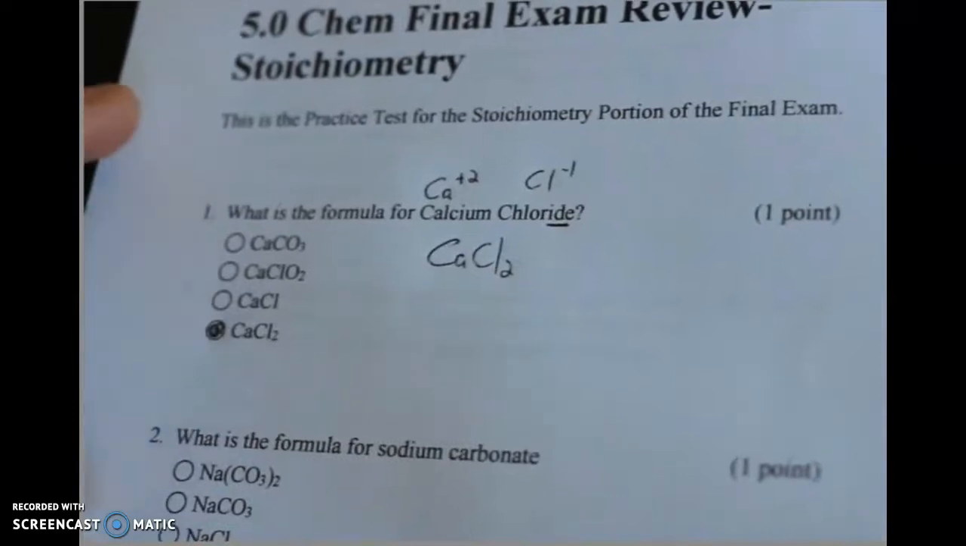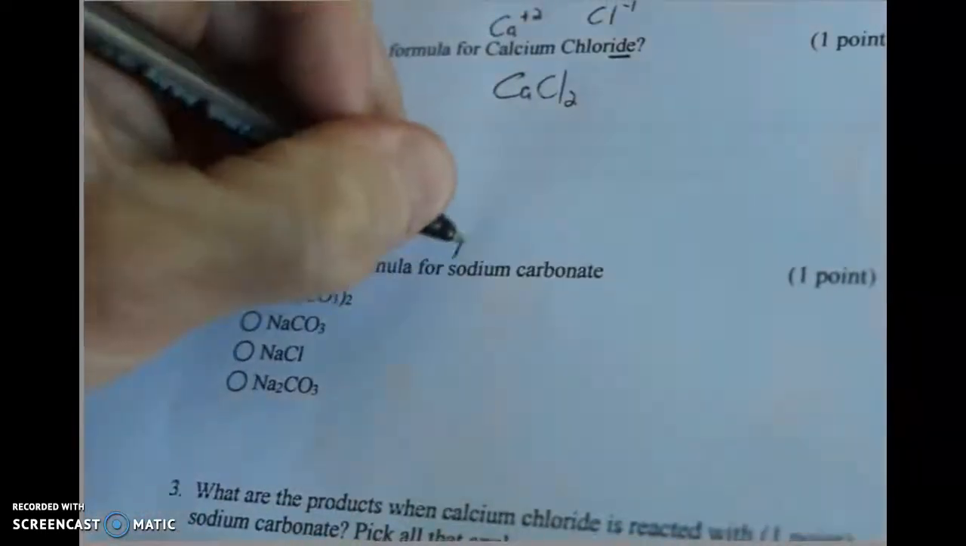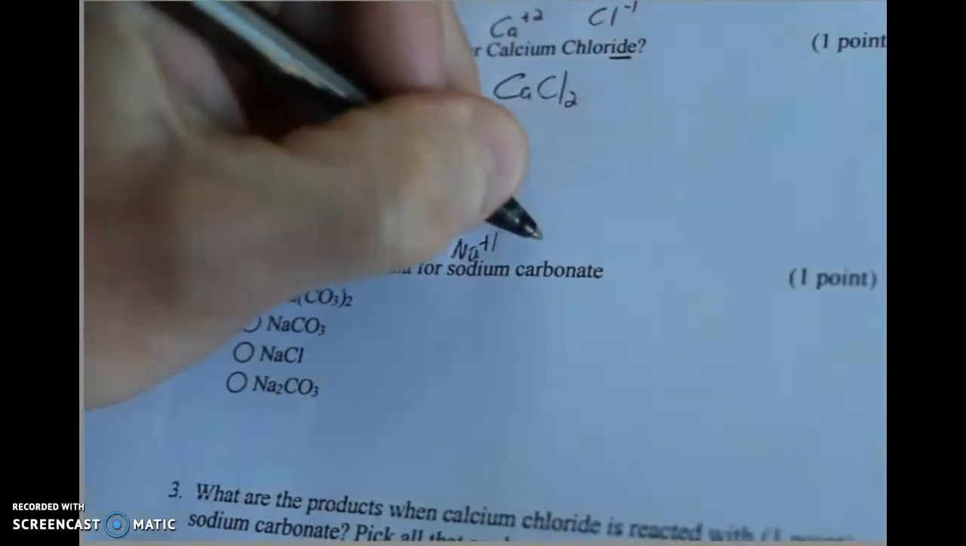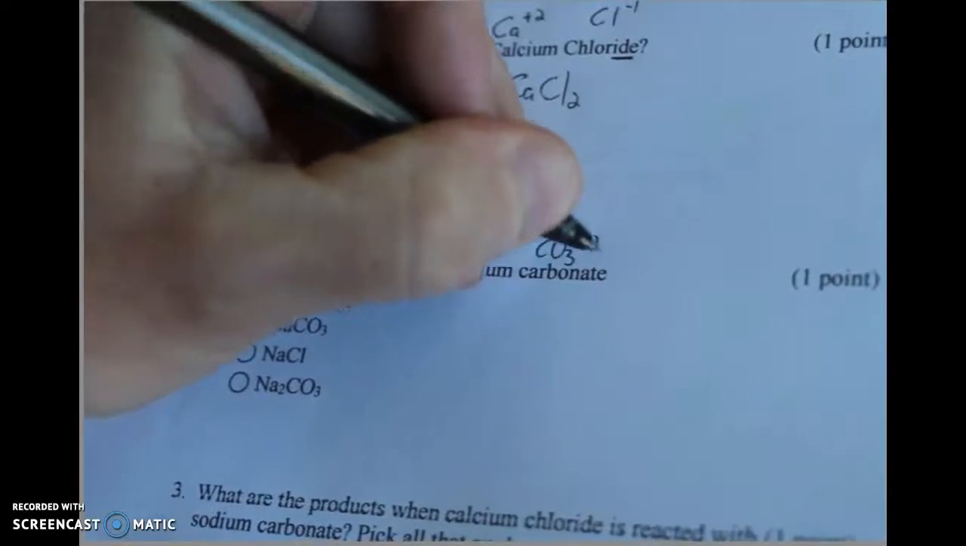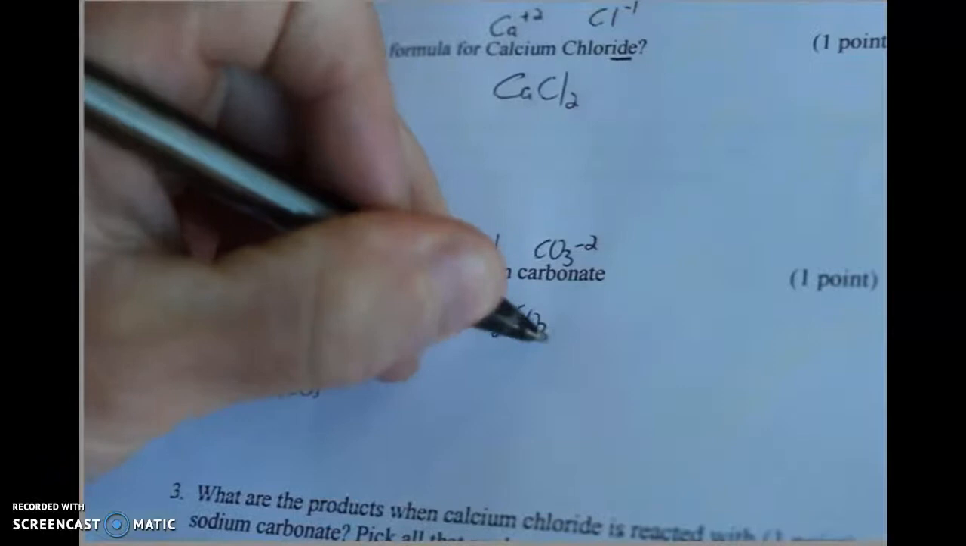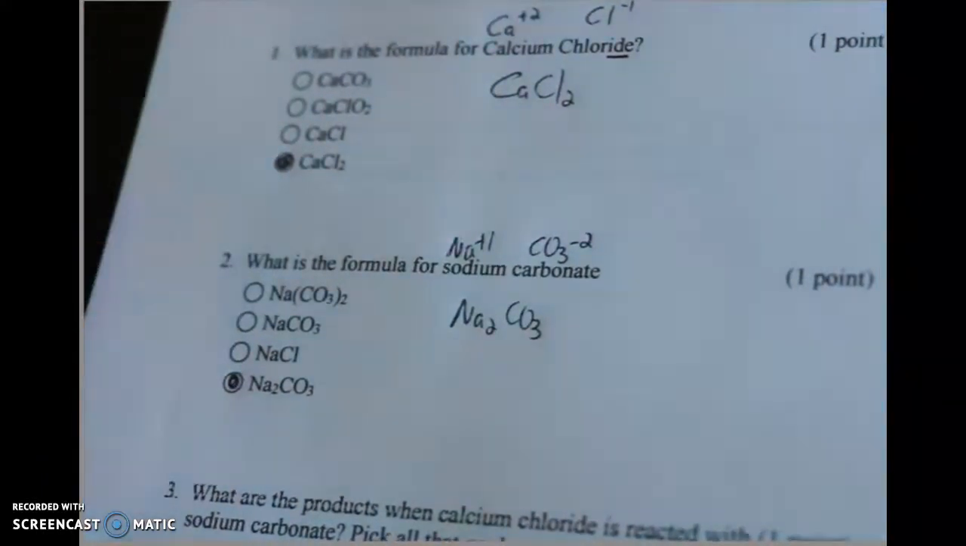Sodium carbonate, now we're going to do the same general thing. Sodium has a +1 oxidation number, carbonate CO3 with a -2. You crisscross the numbers, you get Na2CO3, which is that one right there.